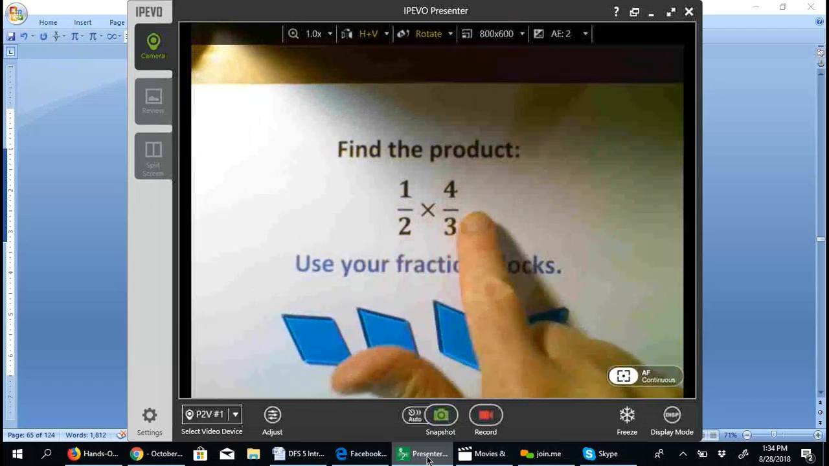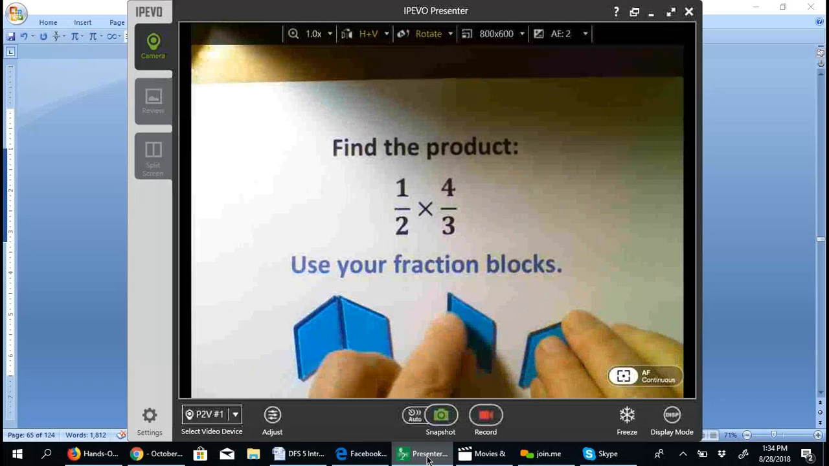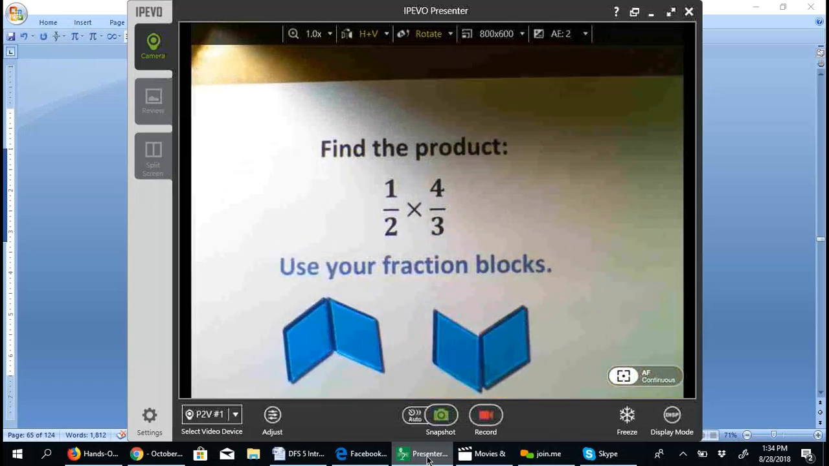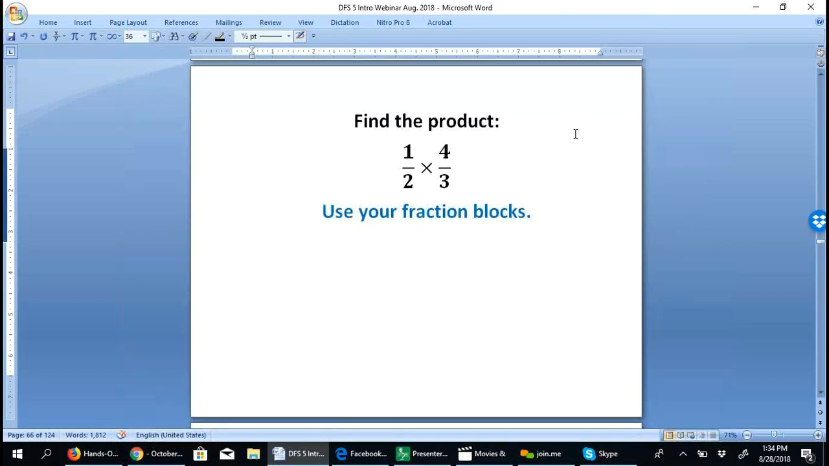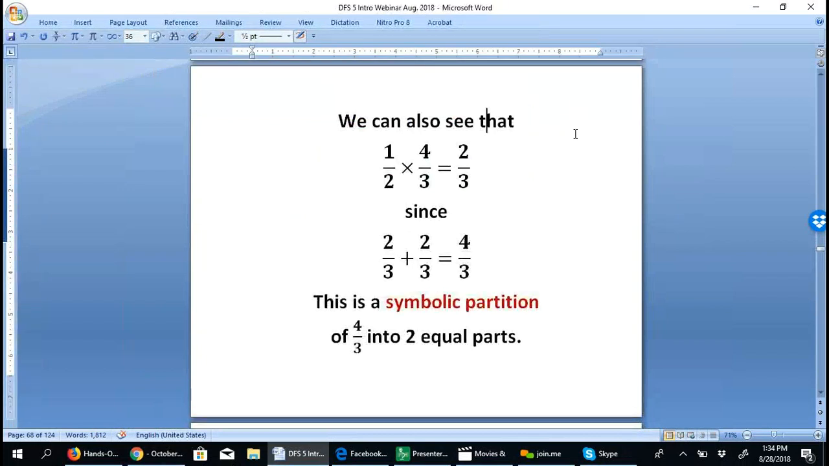Now, the multiplier tells you what you do with those. It says to take half of these. So this would be half. You don't have to arrange it that way. And this would be half. So half of 4/3 is going to be 2/3. Okay, so if you have 4/3, half of that will be 2/3. We can also see that half of 4/3, you're writing 4/3 as 2/3 plus 2/3. So therefore, half of 4/3 is 2/3. I gave this the name symbolic partition of 4/3.